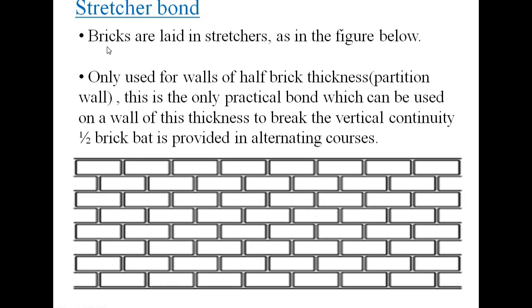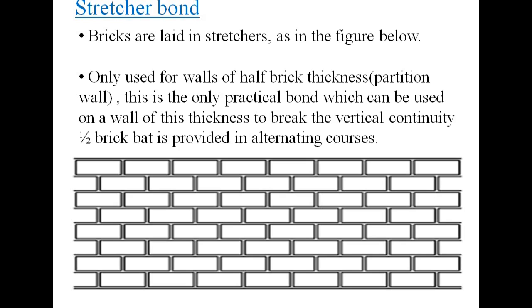Stretcher bond. Bricks are laid as stretchers, as in the figure you can see below. In the face we are going to see the stretcher face, so that bond is called a stretcher bond. It is only used for walls of half brick thickness, partition walls. Generally, stretcher bonds are used for partition work.